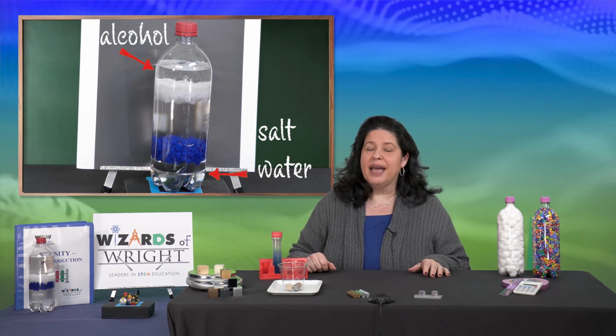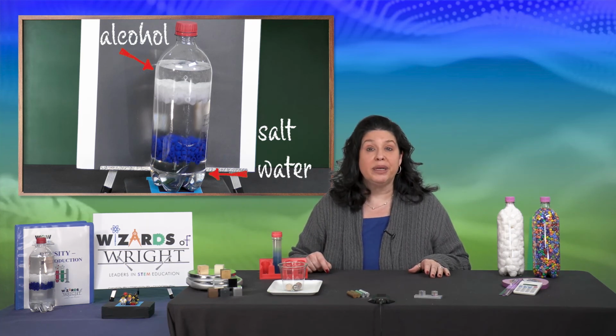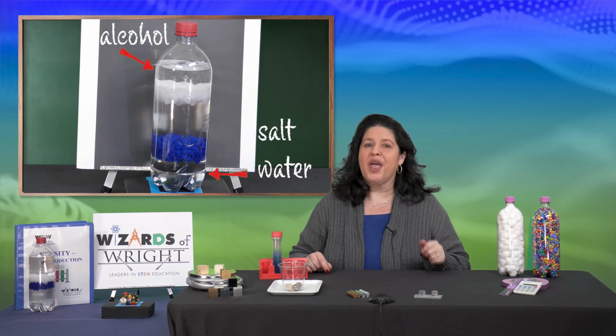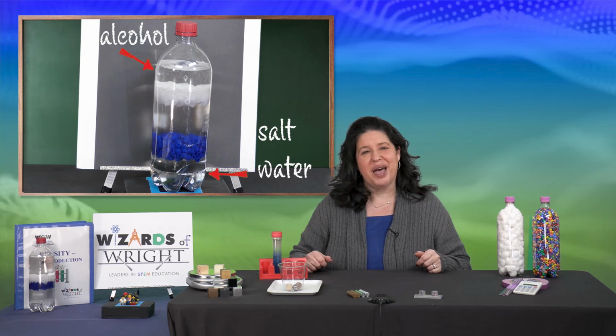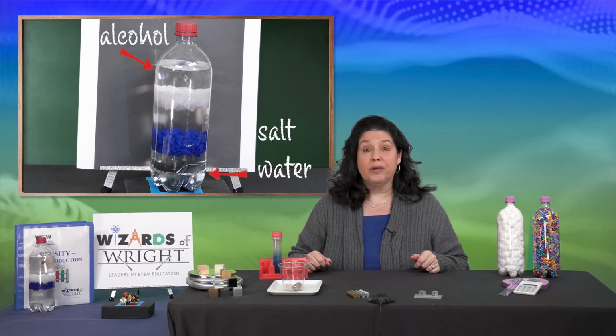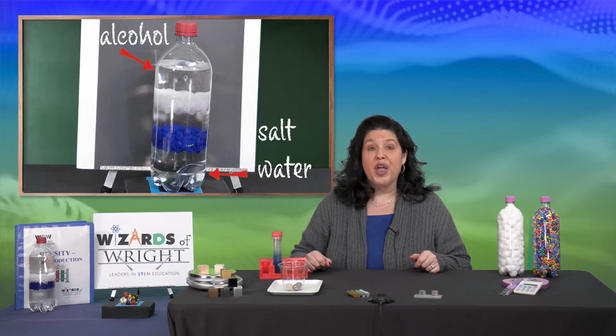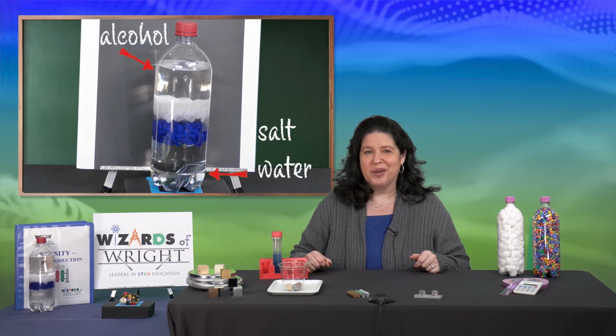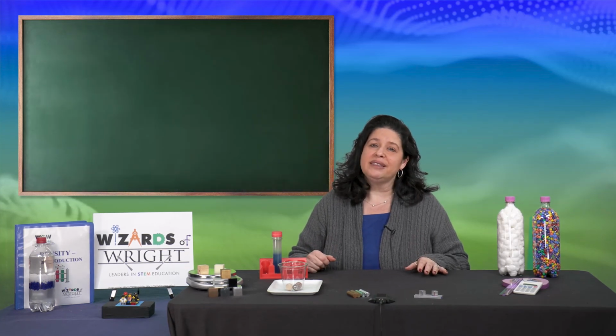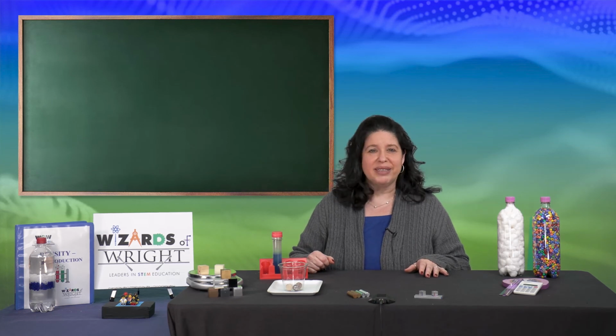The white beads have a lesser density than the liquid mixture, so they float on top. The blue beads have a greater density than the mixture, so they sink to the bottom. As the salt water layer separates from the alcohol, the blue beads rise and the white beads sink until they meet in the middle. I hope after today's activities you understand more about density.